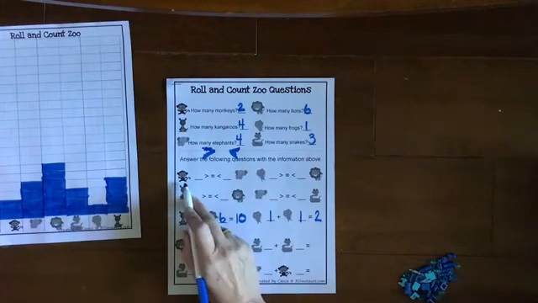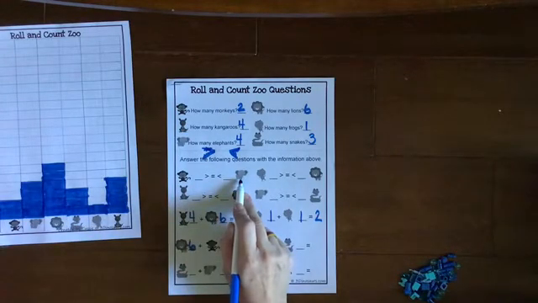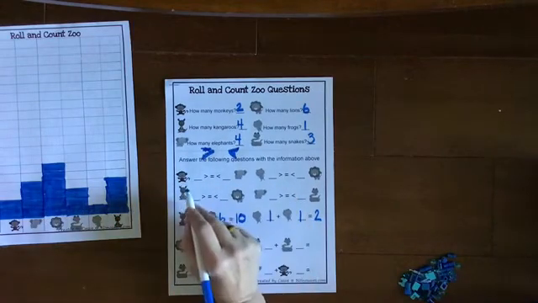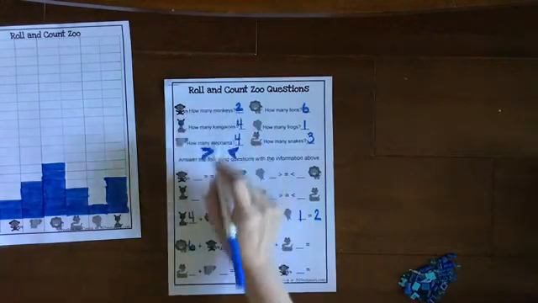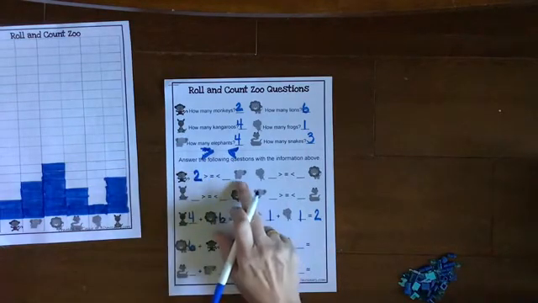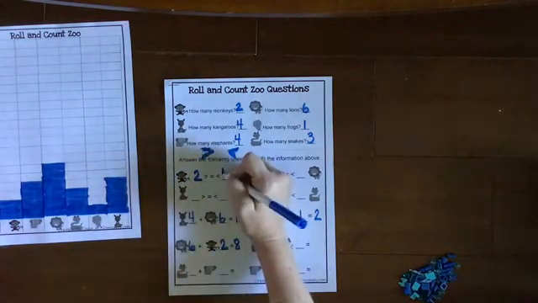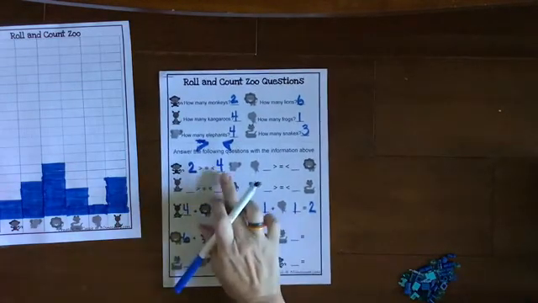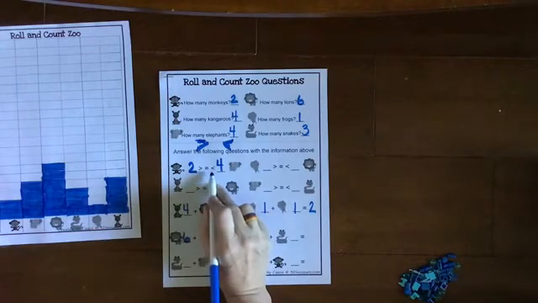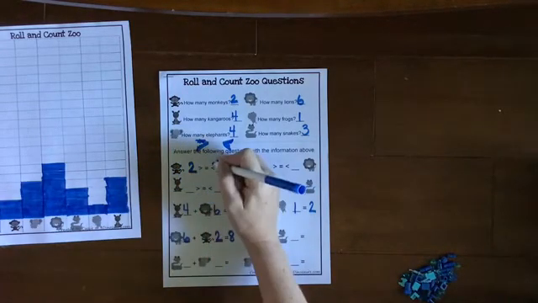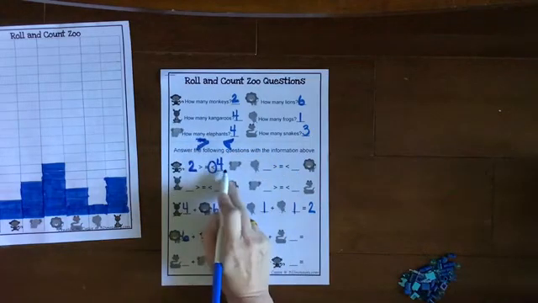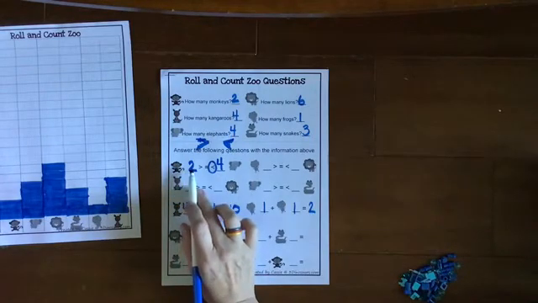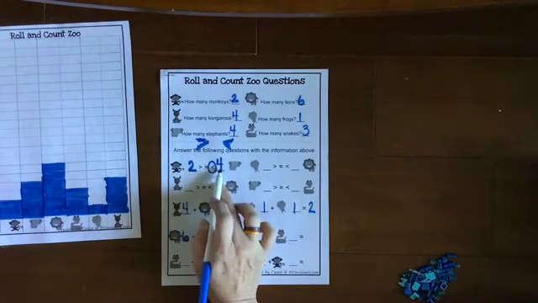So it's asking me how many monkeys to how many elephants. So we're going to compare those two numbers. We're going to figure out which one's bigger or smaller. So I have 2 monkeys and I have 4 elephants. All right, so which number is bigger, 2 or 4? That's right, 4 is bigger. So my alligator mouth is going to want to eat my number 4. So he's going to chomp this way because he wants to eat that 4. So how this would be read is 2 is less than 4.